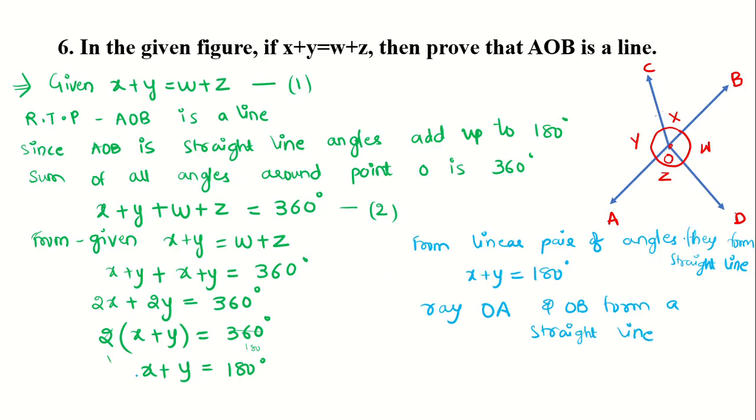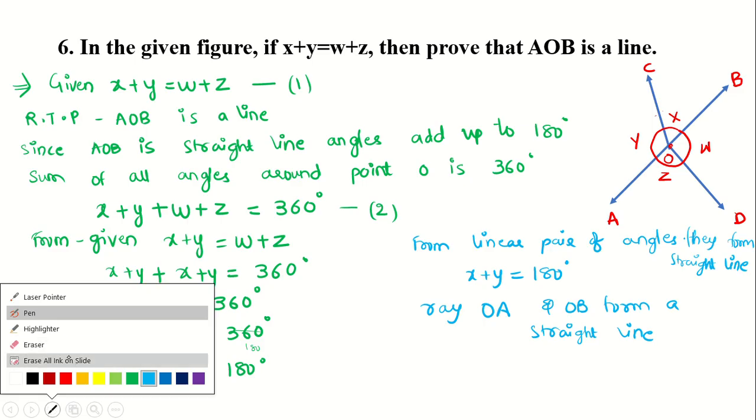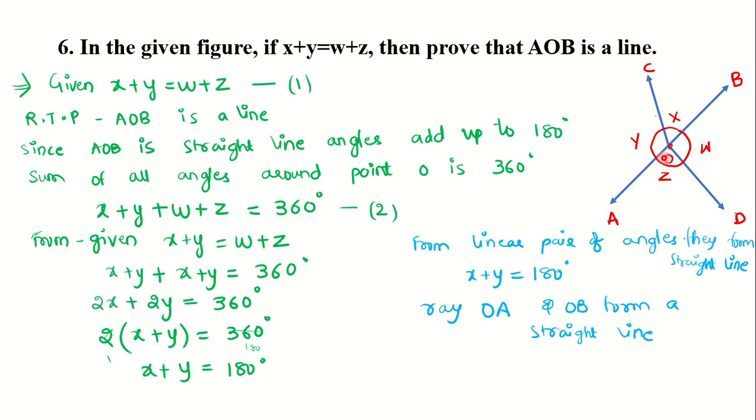So this is ray OA and this is your ray OB. Both these rays, when combined together, form a straight line. So we proved that AOB is a straight line, as we got X plus Y is equal to 180 degrees, as X and Y, both these angles, you can see in this figure are adjacent to each other.